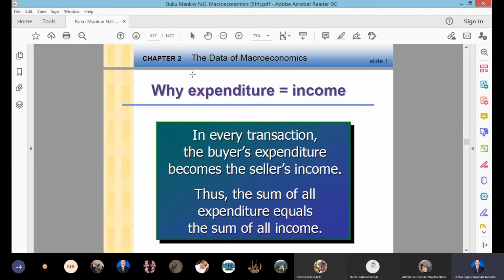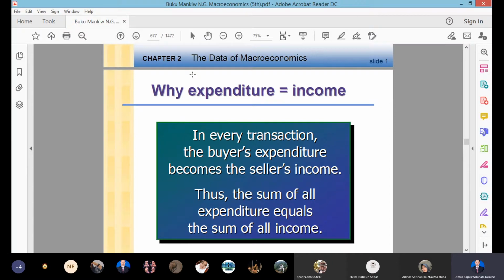So what everybody spends is the income of others. Your income comes from the spending of others, and the other way around. Therefore, every expenditure basically is income.